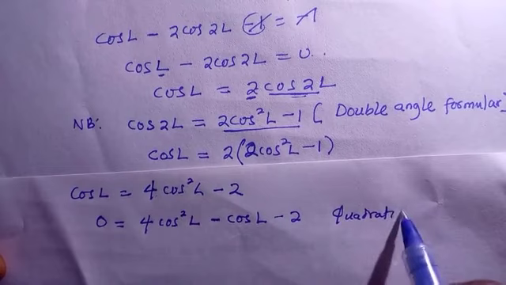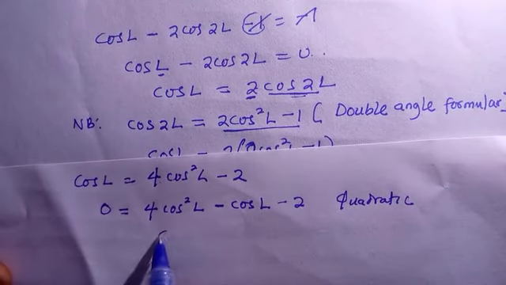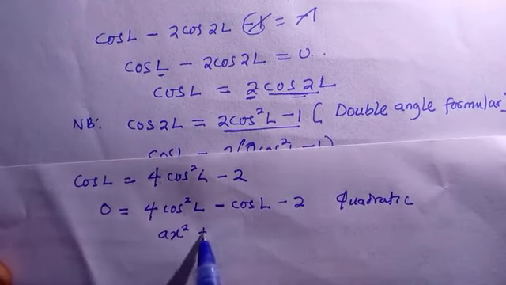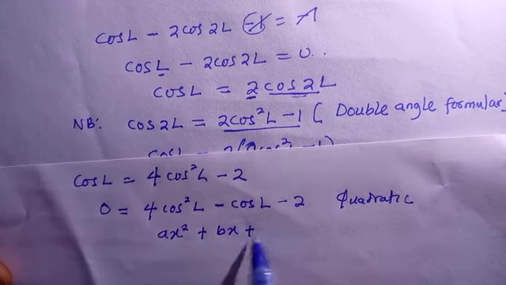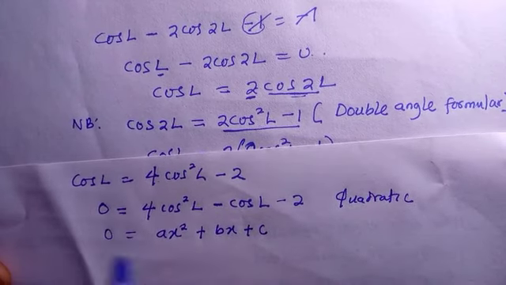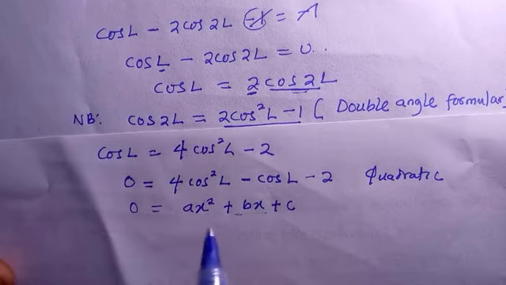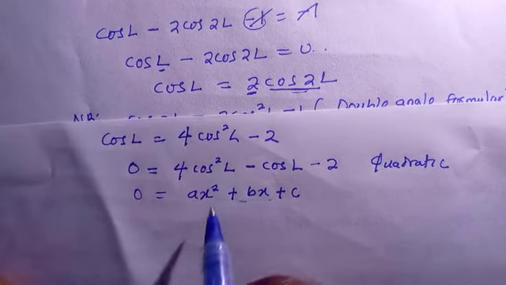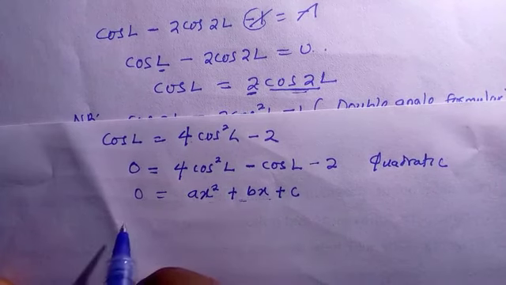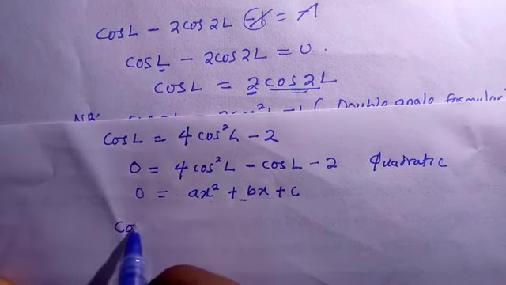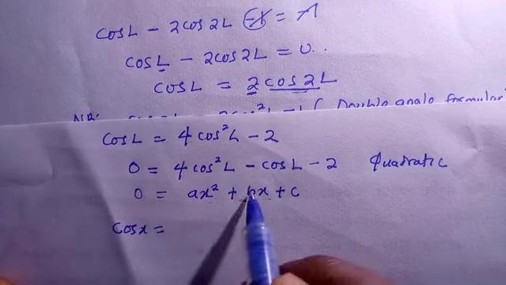But how are you going to know that it's a quadratic? If you compare it with the standard quadratic equation ax squared plus bx plus c, our ax squared is 4 cos square L, and bx is negative cos L, and c is 2, which is a constant value. And here, I'm going to apply the general quadratic formula, which I'm not going to write here, so I'll just plug in everything.